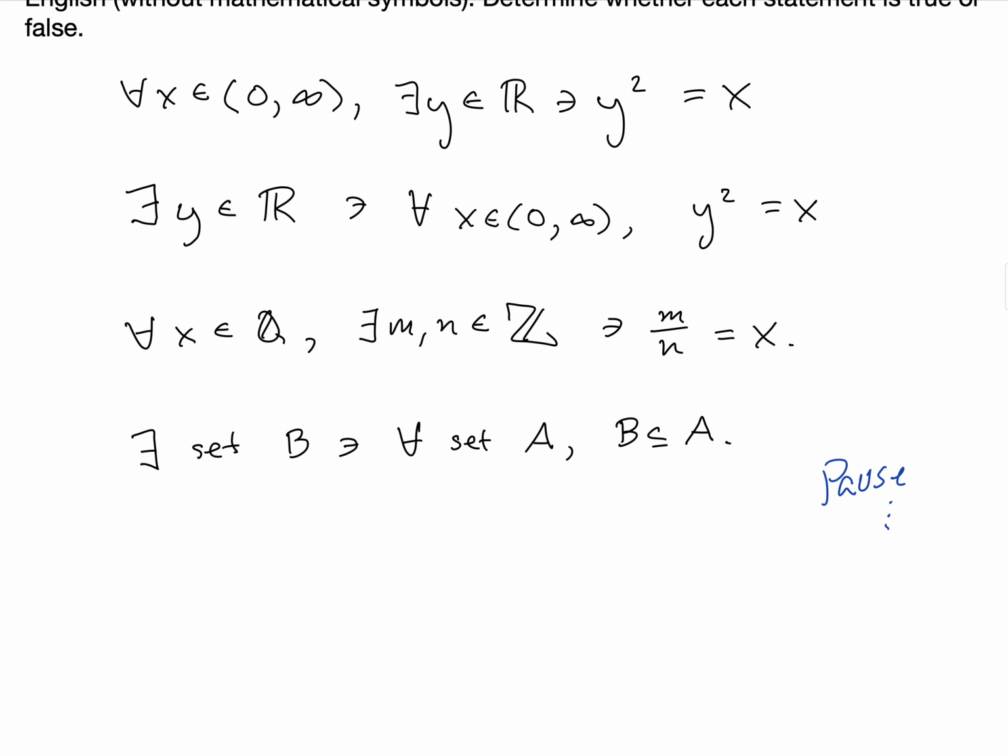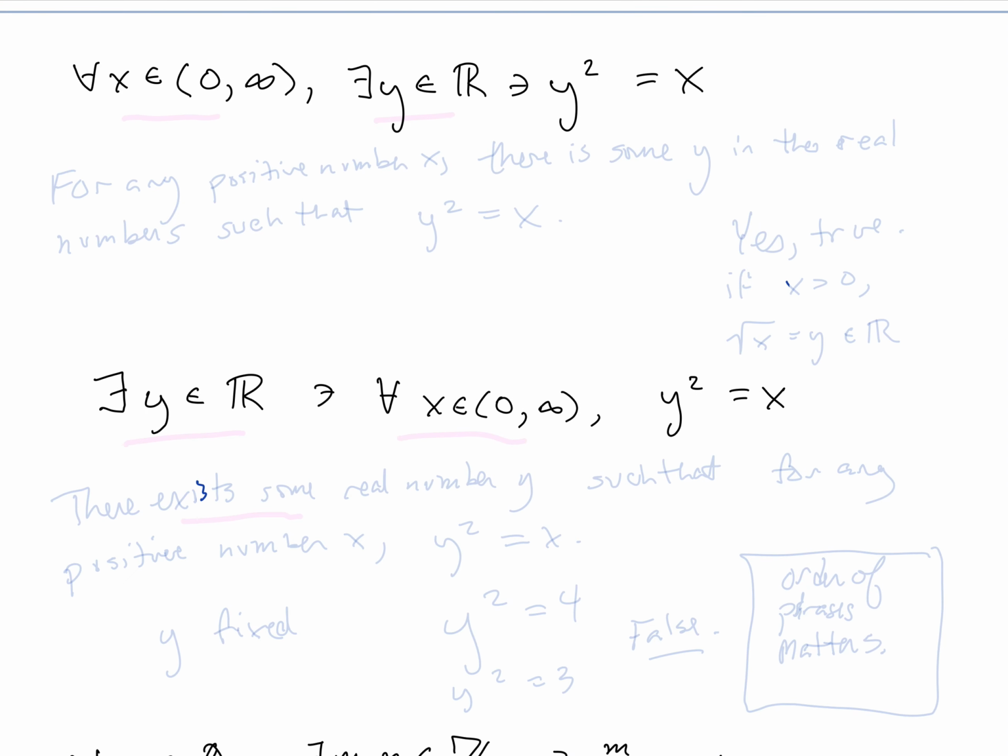Okay, so our first one: for any x in the open interval from 0 to infinity, there is some y in the real numbers such that y squared is equal to x. There are different ways we could write this, but one is: for any positive number x, if x is in the open interval from 0 to infinity, that means x is greater than 0 and less than infinity. It's a positive real number.